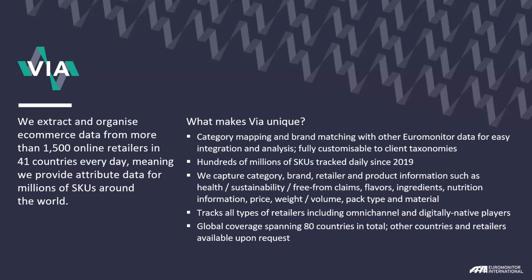We scrape online data, right, of 1,500 online retailers in 41 countries. And this data is updated daily, weekly, and monthly. So when you have all these SKU numbers, our clients can use it to do product category mapping, brand matching. They can also plan out new product launches and see which products are on sale online in which of the 41 countries and which retailer. All right, so this is what VIA does.